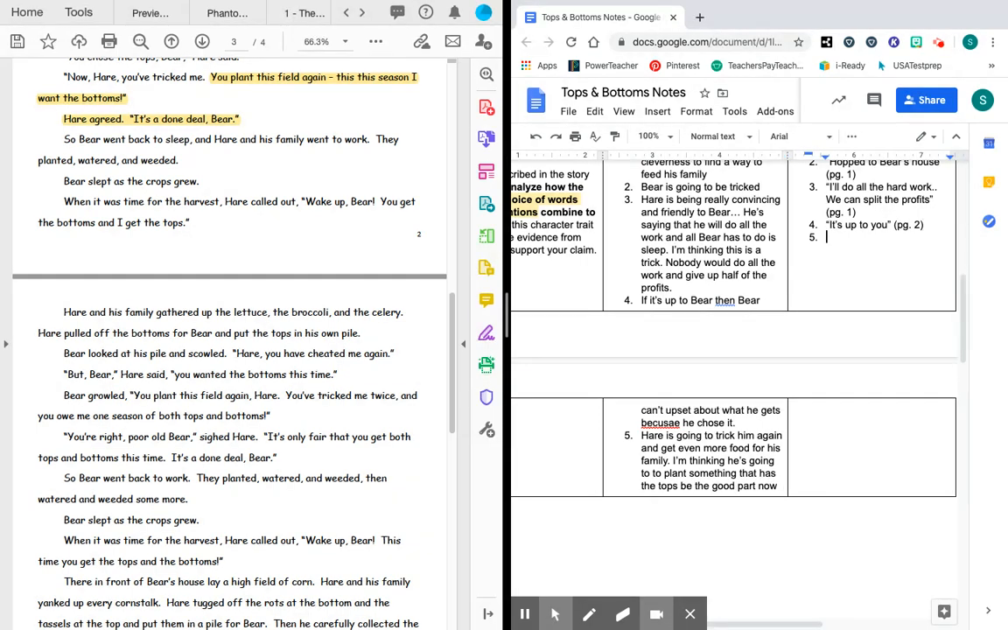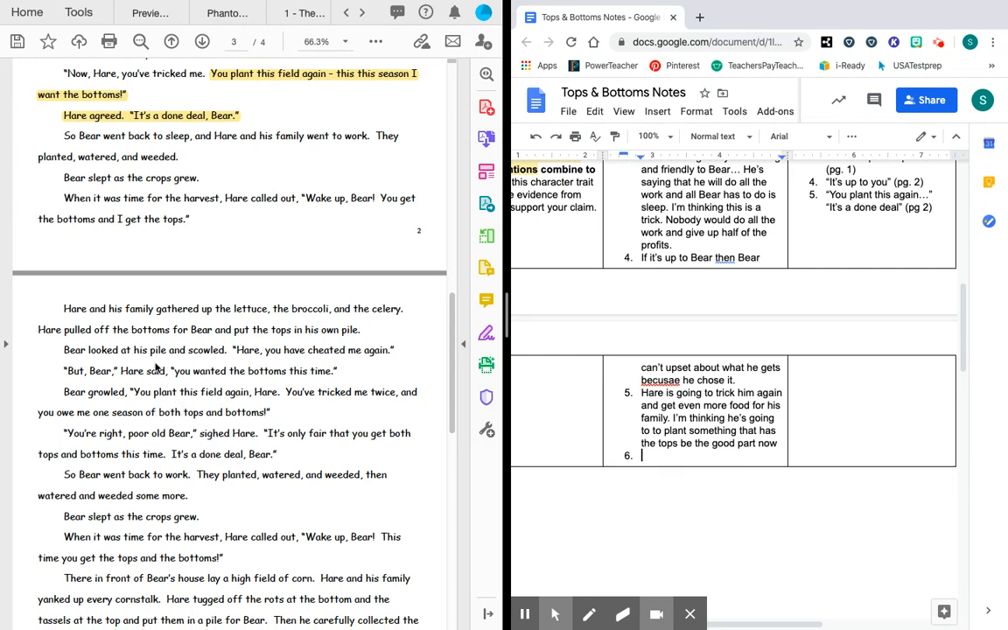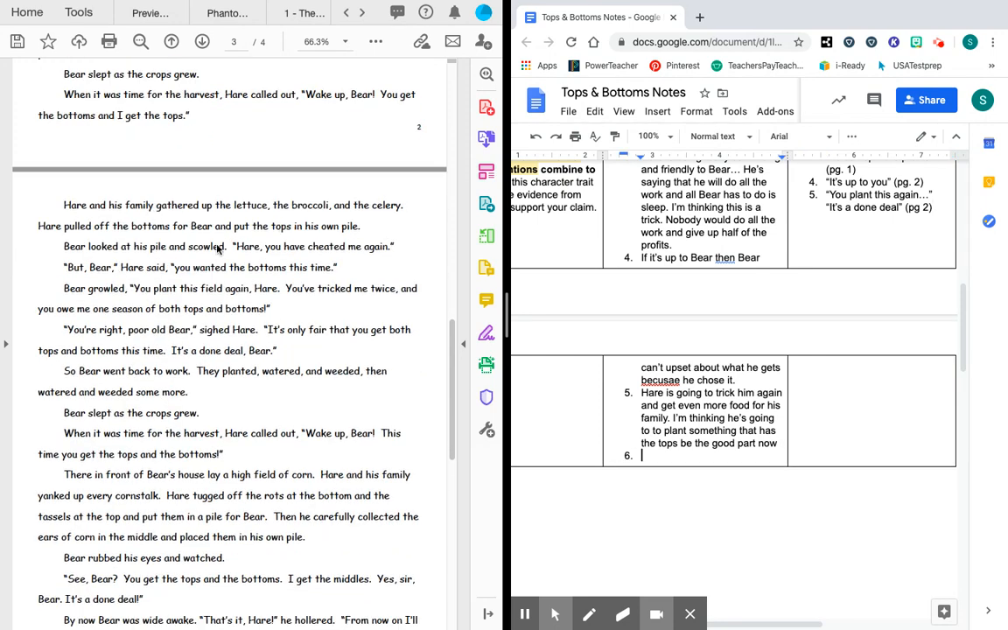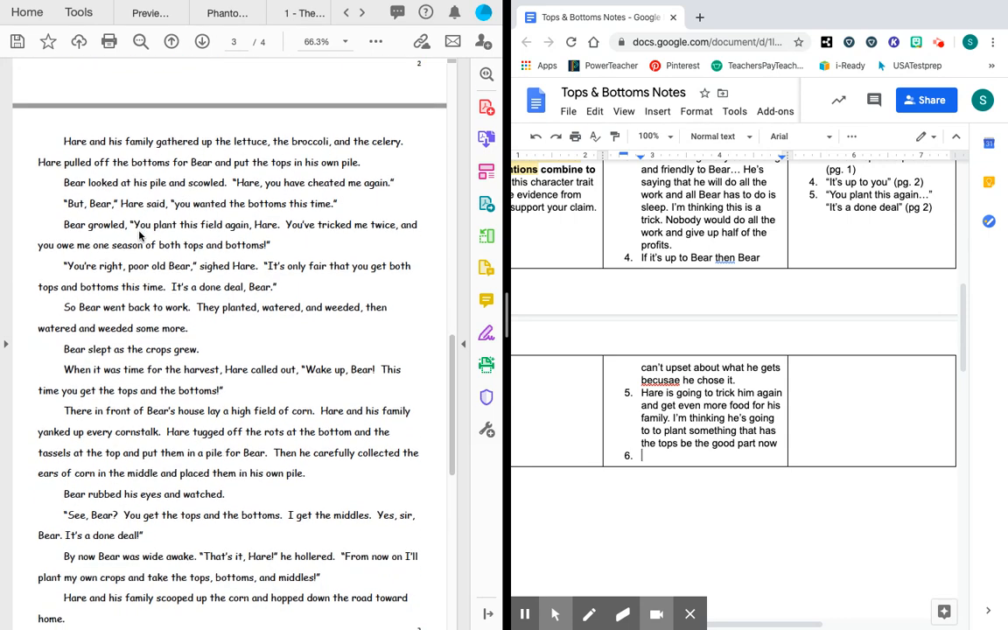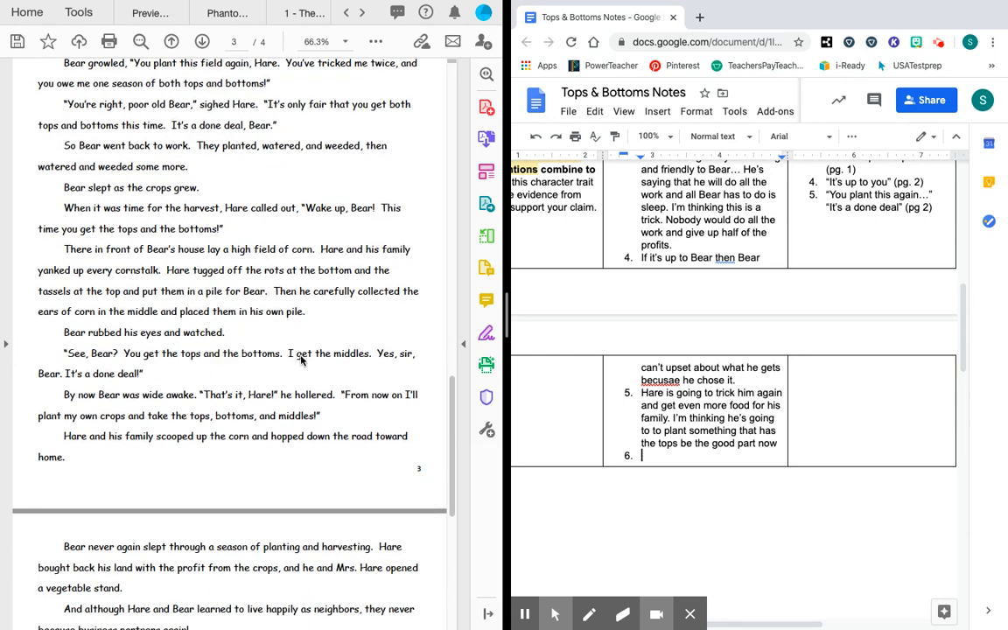Right? He agreed too quickly. It's like, yep, yeah, you're good. Right. Done deal. Sure. Way too easy. Way too easy. It's got to be up to something. Right? And as we know, the same thing happened again. And then he does it one more time and with the corn, and he gives Bear the tops and the bottoms, and he gets the middle.